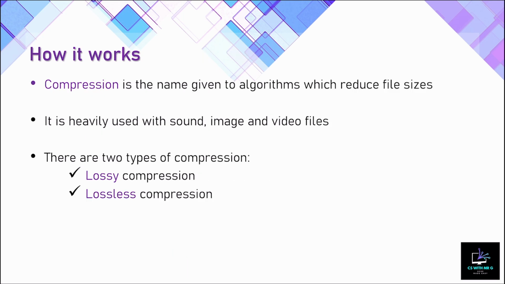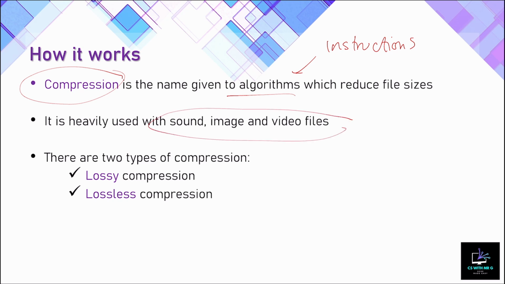Now, compression is just a name given to the algorithms which reduce file sizes, okay? The algorithms that are used are just instructions that do certain things in order to reduce the size of the file. And they are typically used within sound, images, and video files. These tend to be the biggest files that we work with. And as we've said, images and videos in particular are starting to become really big with the quality of the cameras on most phones these days.